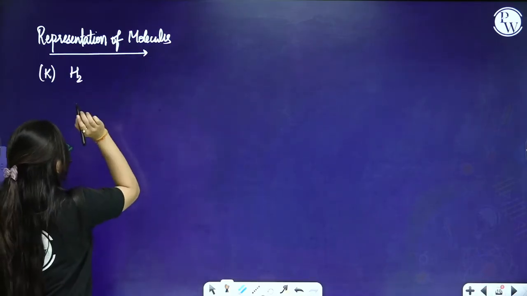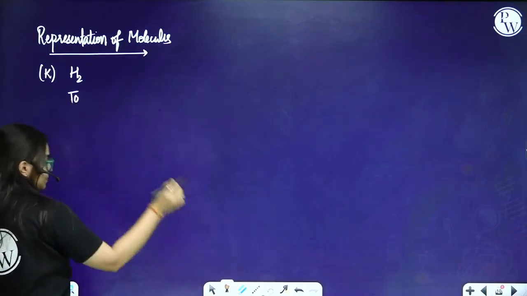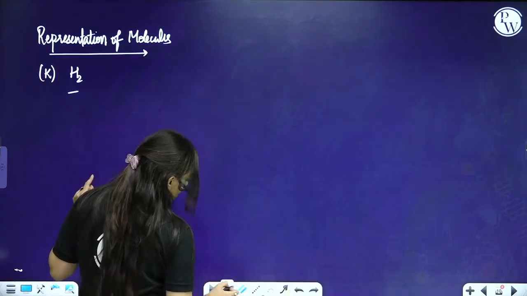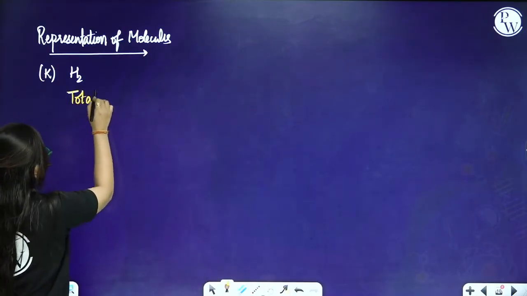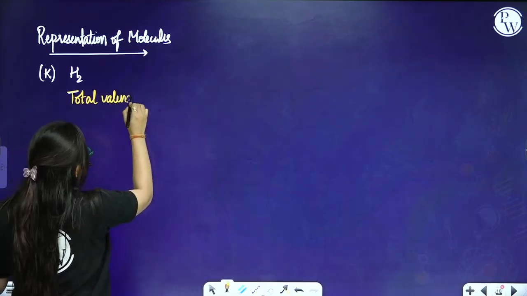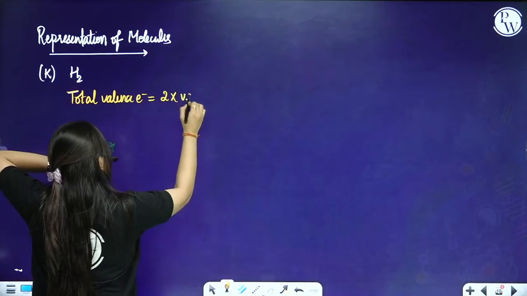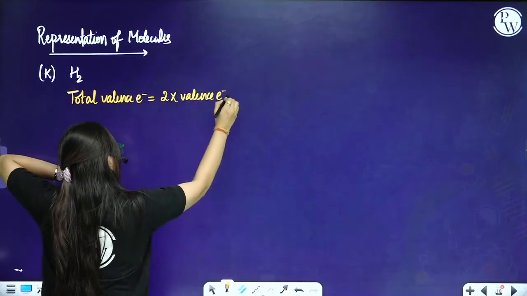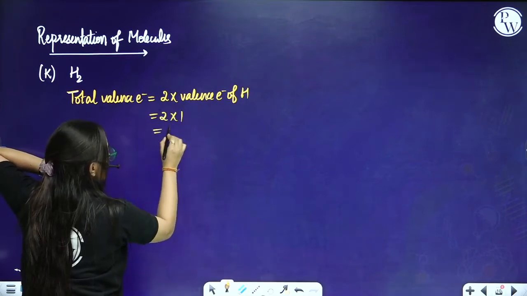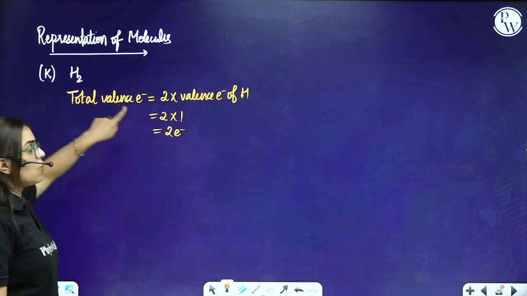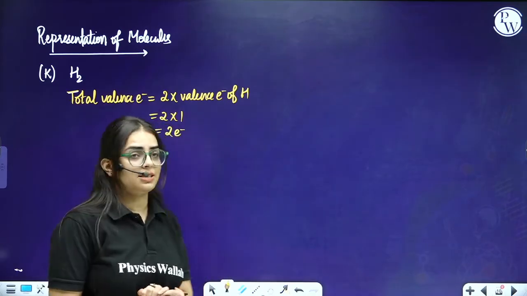Now see, the very first thing that you need to do, the very first rule, is to calculate total valence electrons. So total valence electrons is going to be how much? There are 2 hydrogens, so 2 into the valence electrons of a single hydrogen. Now what are the valence electrons of hydrogen? 1. So 2 into 1 is 2 electrons. This is the total valence electrons you have calculated.